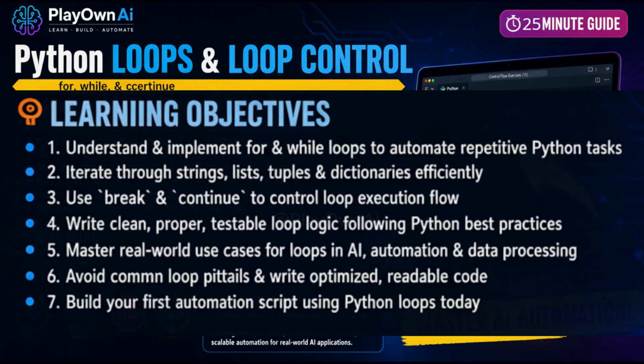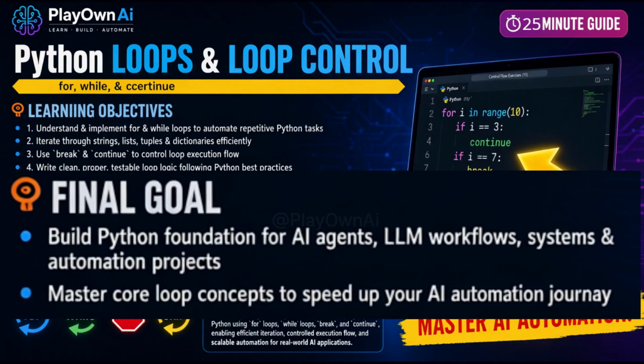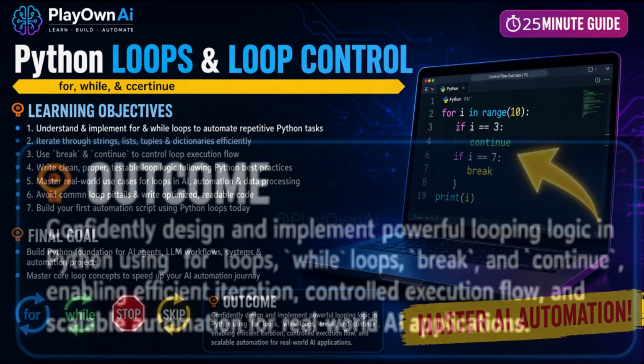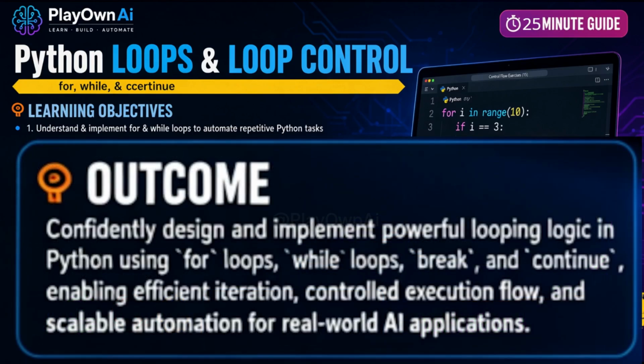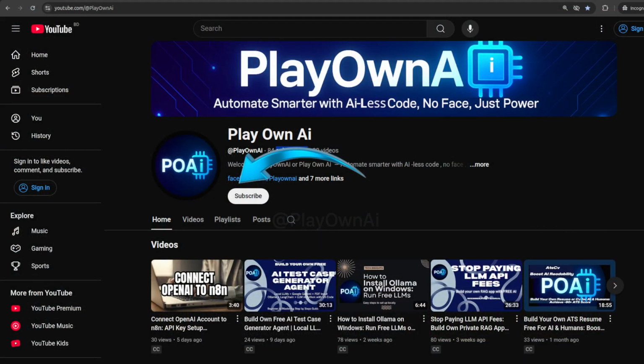Final goal. Build a strong Python foundation for AI chatbots, LLM applications, AI agents, RAG systems, MCP servers, and intelligent automation by mastering how AI programs process collections of data, repeat tasks efficiently, control execution flow, and manage iterative decision-making using Python loops and loop control statements. Outcome. Confidently design and implement powerful looping logic in Python using for loops, while loops, break, and continue, enabling efficient iteration, controlled execution flow, and scalable automation for real-world AI applications.